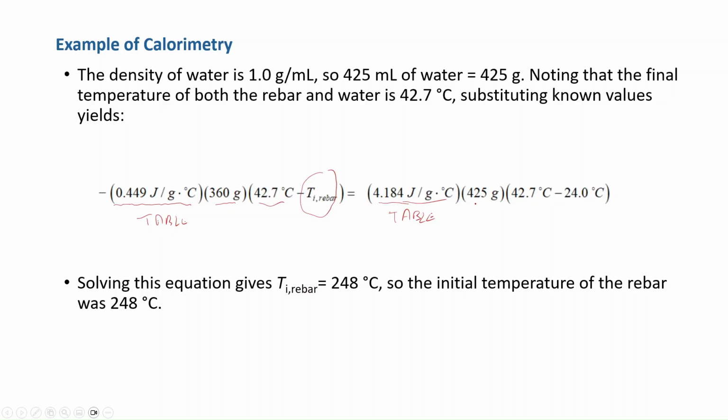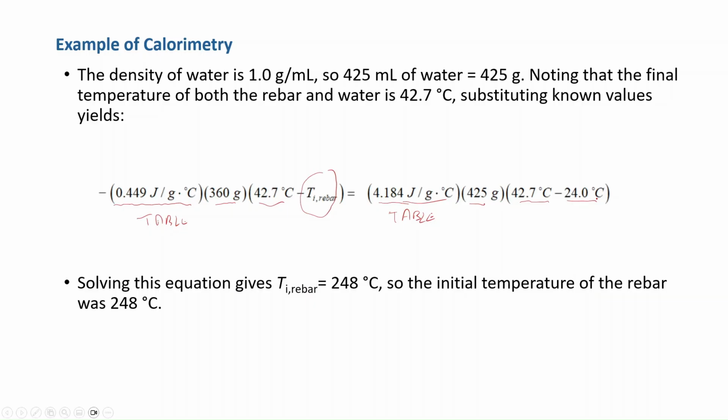How about the mass of the water? Well, you know the density of water is 1 gram per ml. So 425 milliliters is going to be 425 grams. The final temperature of the water was given to you, not explicitly, but you know it's the same as the final temperature of the metal, and they give you the initial temperature.